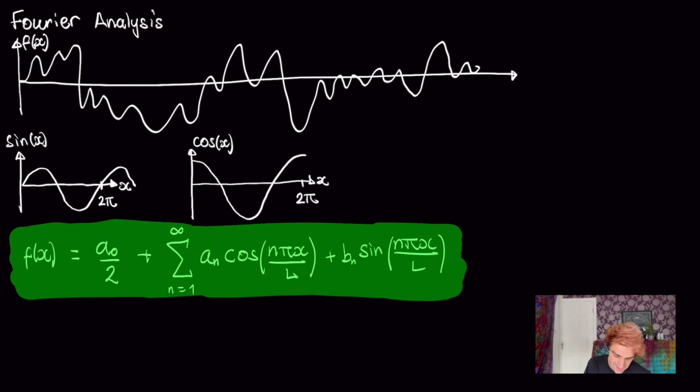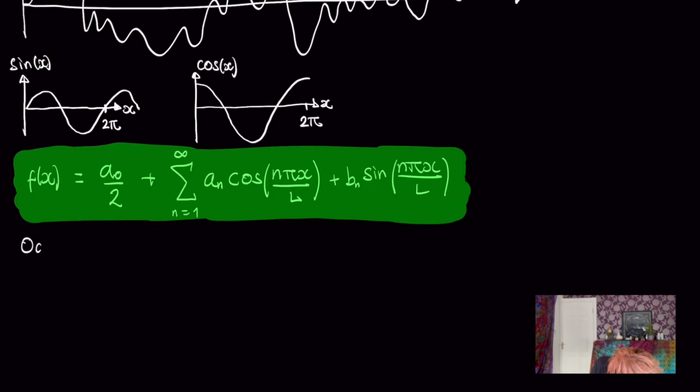Now, the next thing to consider is odd functions and even functions. An odd function is essentially defined as one where f of minus x, so if we take the negative of the argument x, is equal to minus f of x right here.